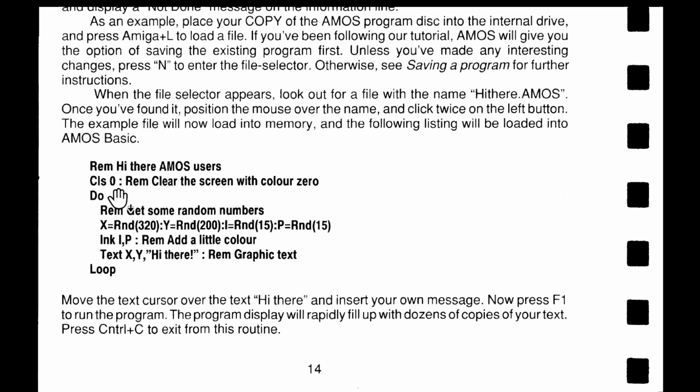REM hi there AMOS users. Screen 0, REM clear the screen with color 0. REM get some random numbers. X equals Rnd(320), Y equals Rnd(200), I equals Rnd(15), P equals Rnd(15). Ink I,P, REM add a little color. Text X,Y,"hi there", REM graphic text.